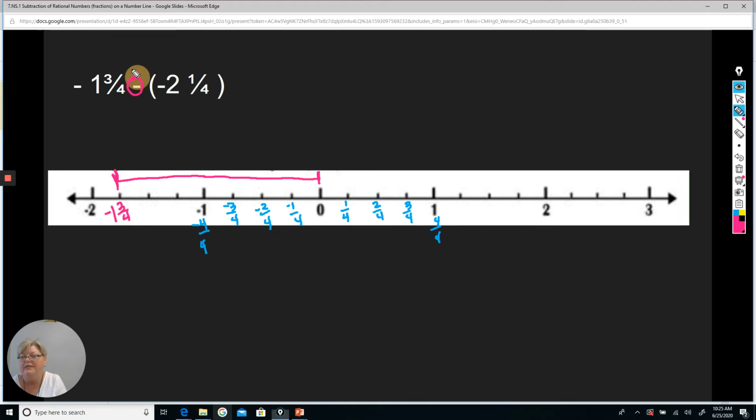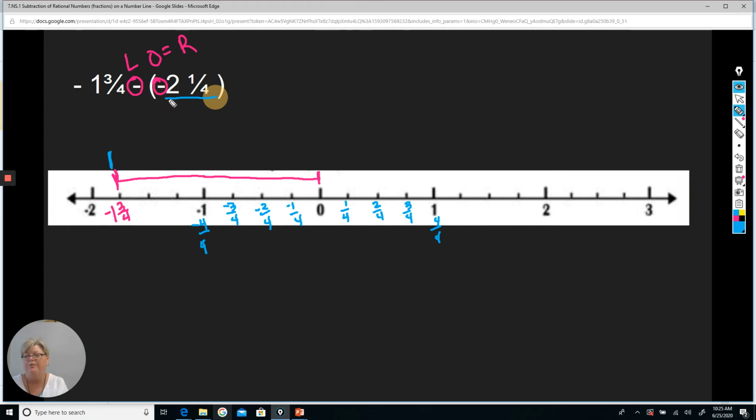So this minus is going to tell me to go left. So I'm planning on continuing my trek left. However, this negative sign tells me I'm going opposite of left. So we're going to end up going opposite of left, which is to the right. So I'm going to pick up at -1 and 3/4, and it tells me to go 2 1/4. So I'm going to go right 2 1/4.